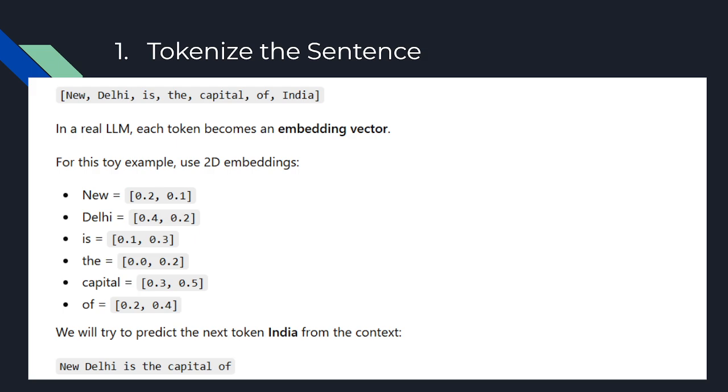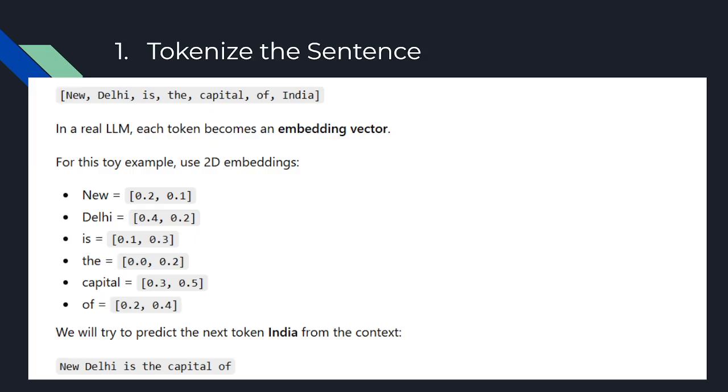So now we are converting into a two-dimensional token. New can be represented by 0.2 and 0.1, Delhi by 0.4 and 0.2, and so on and so forth. We have taken various tokens here, and based on these tokens, we want to find out what the next token is.